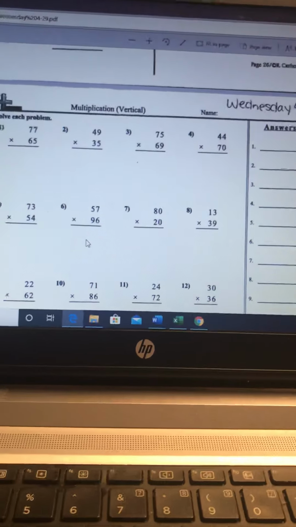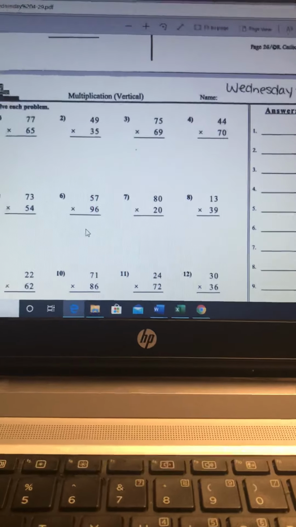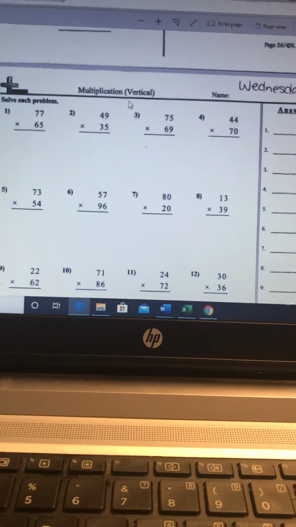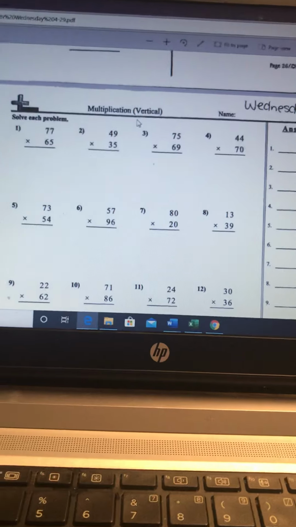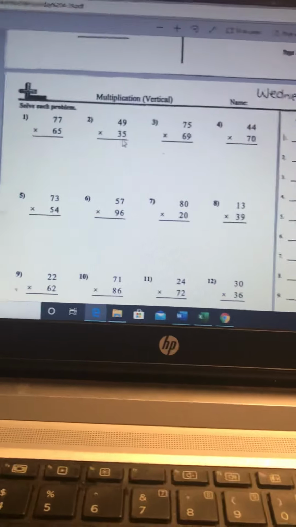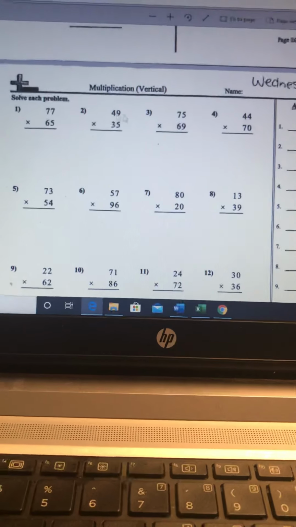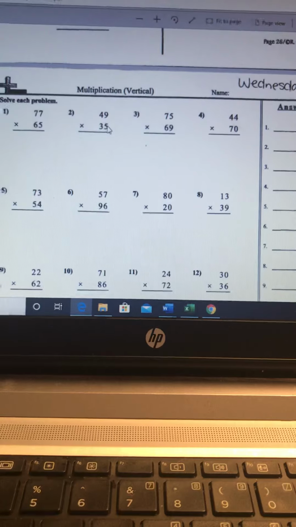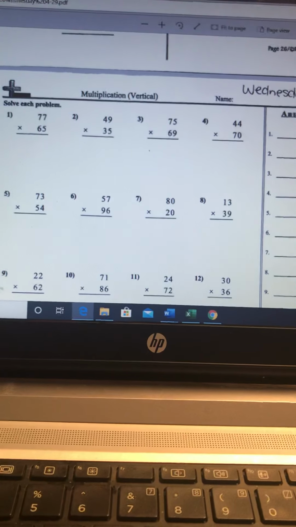So if you're still struggling after today's lesson, you need to reach out to me because obviously multiplication is very important in what we did in 4th grade, and you will definitely need to know how to multiply when you go into 5th grade. Because when you go into 5th grade, you're not just going to be doing a 2-digit times a 2-digit, you might do a 3-digit times a 2-digit, okay? So you need to be prepared for that.